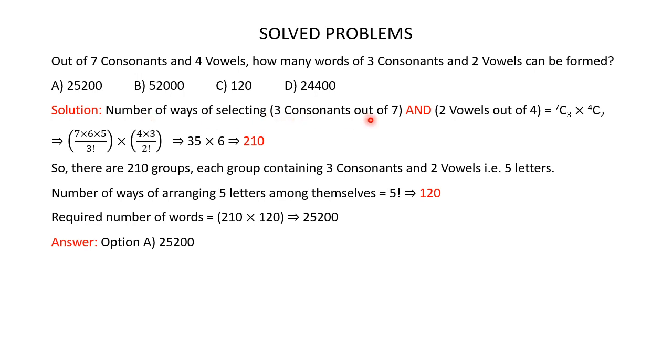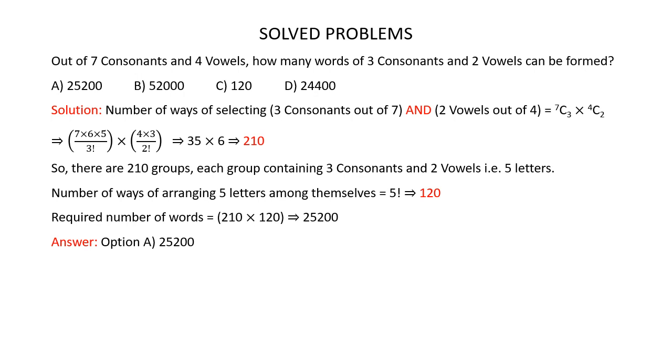Now 3 consonants can be selected out of the given 7 consonants in 7C3 ways. And is multiplication, and 2 vowels can be selected out of the given 4 vowels in 4C2 ways. Now 7C3 can be written as 7 multiplied by 6 multiplied by 5 divided by 3 factorial, multiplied by 4C2. 4C2 can be written as 4 multiplied by 3 divided by 2 factorial.